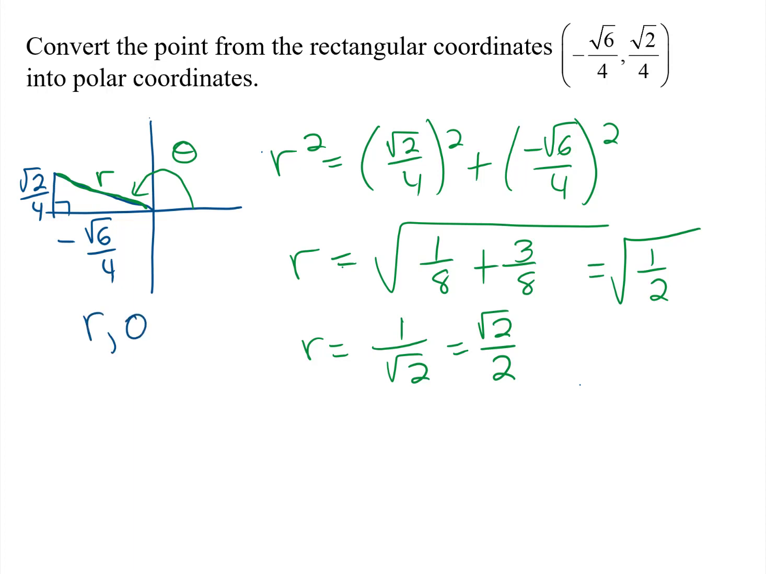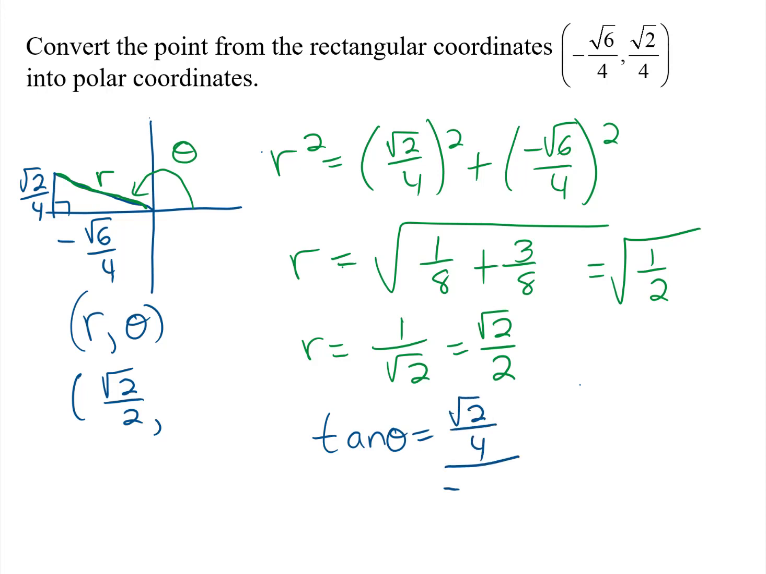So remember, we want r and theta for polar coordinates, so we just found the r, which was square root 2/2. Now let's go ahead and find the theta. We know that tangent of theta is going to be opposite over adjacent, or y over x, so that's going to be square root 2/4 over negative square root 6/4. We can go ahead and multiply by the reciprocal here, and the 4's will cancel, so that leaves us, we have a negative, and we got square root 2 over square root 6, which is square root of 2/6, which is square root of 1/3.